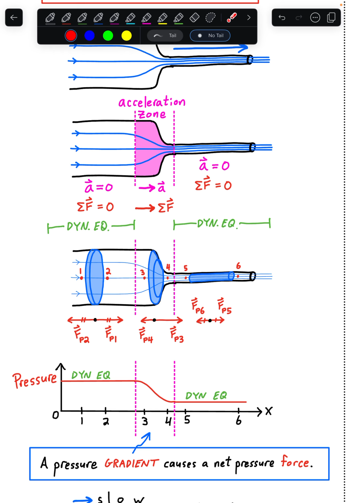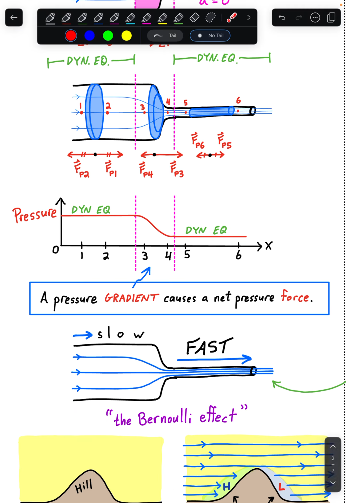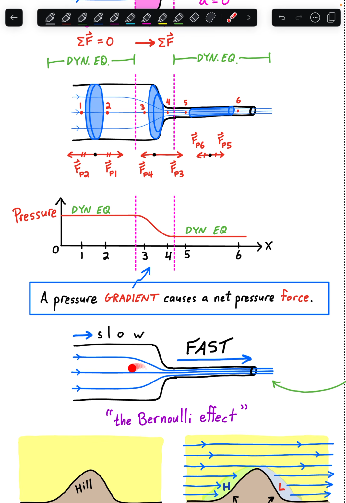So the pressure being high or low doesn't necessarily cause any acceleration. It's the pressure changing, a difference in pressure, the pressure behind the fluid being greater than the pressure in front of it. That's what's causing the acceleration there. And so we generally call this effect, where a fluid speeds up as it moves through a narrower section of pipe, the Bernoulli effect.